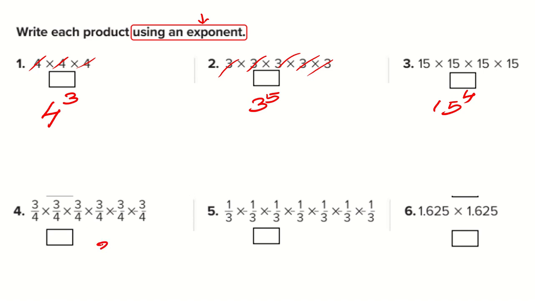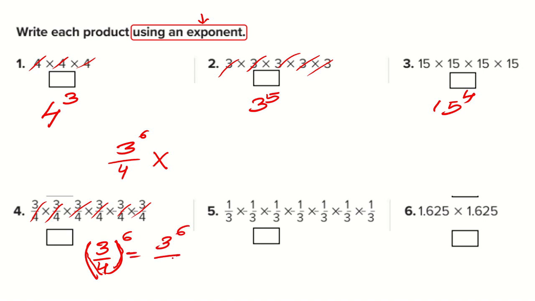Here you can see 3 over 4 is multiplied how many times? 1, 2, 3, 4, 5, 6. So it will be power 6. Make sure that you are writing this in the bracket, because another option can be 3 to the power 6 over 4. This is wrong, because the power 6 is only for 3, not taken for 4. Or you can have 3 to the power 6 over 4 to the power 6. This is also correct. This is correct, but this is wrong.